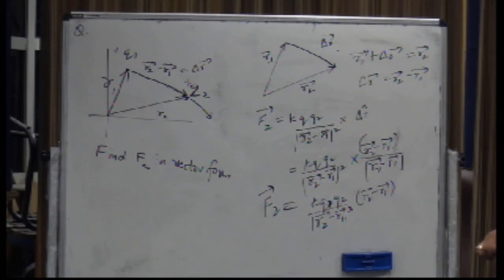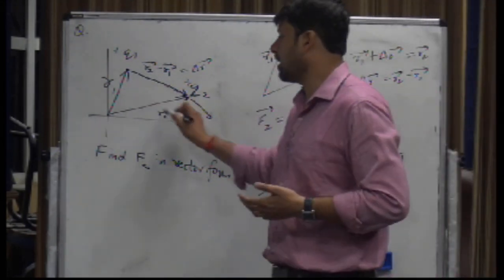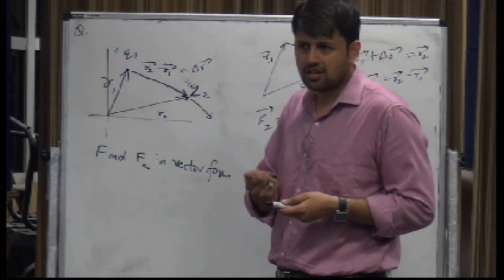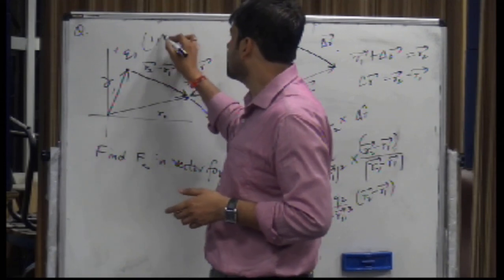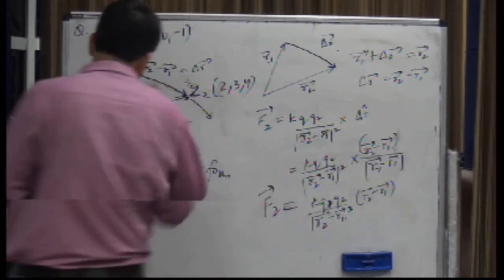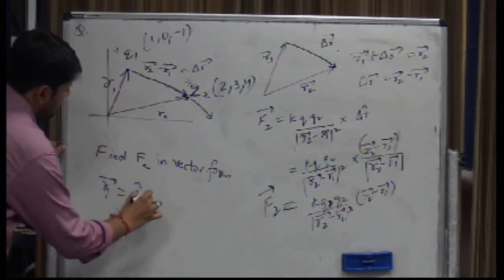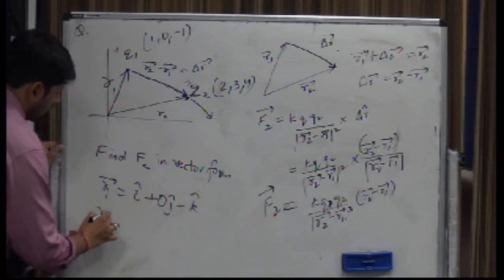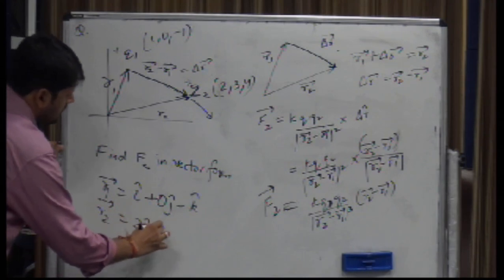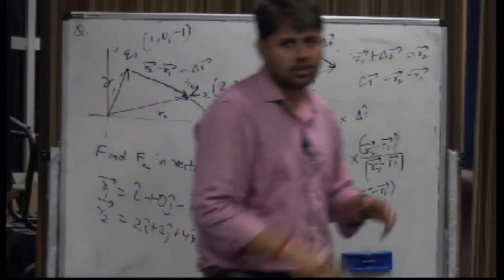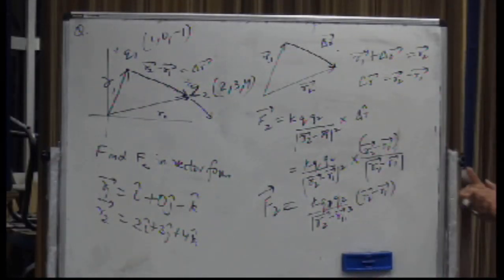Okay, so in case r1 and r2 are not given in this format, but are given in numeric ways, like the charge is kept at 1 comma 0 comma minus 1, and this charge is kept at 2 comma 3 comma 4. So what would be r1 in that case? It would be i cap plus 0 j cap minus k cap. For r2 it would be 2 i cap plus 3 j cap plus 4 k cap. So you can still use the same thing with new values. Is it okay? So it is pretty much an NCERT type of thing, not very difficult.